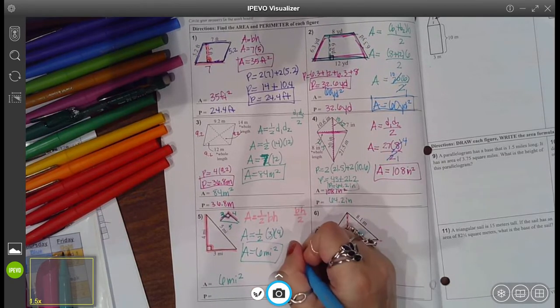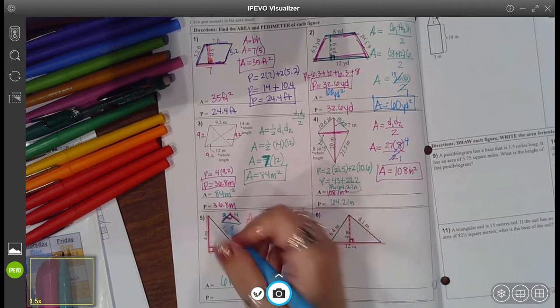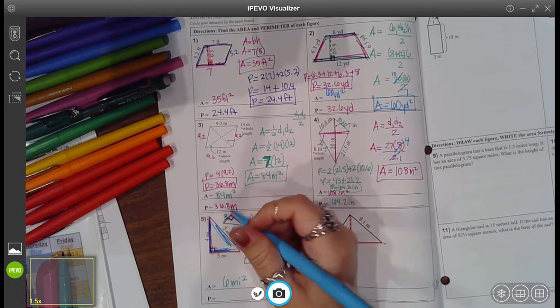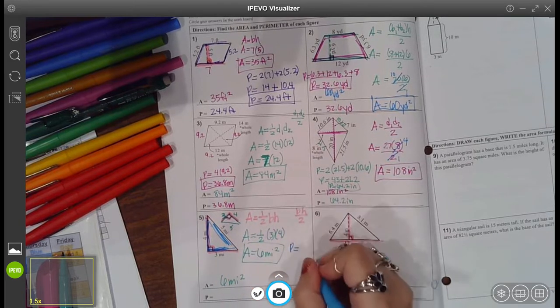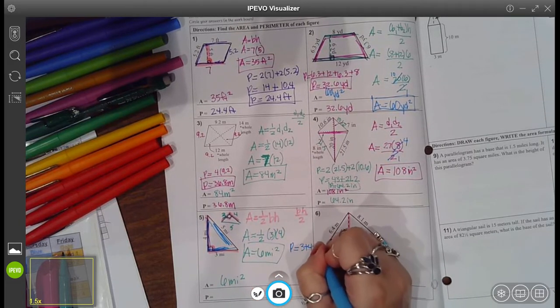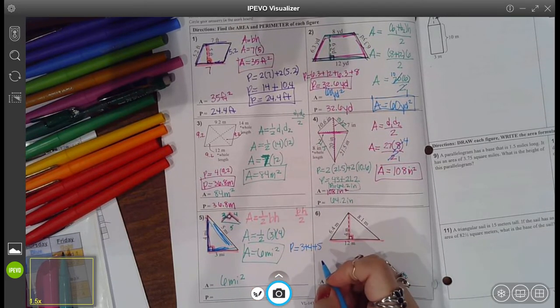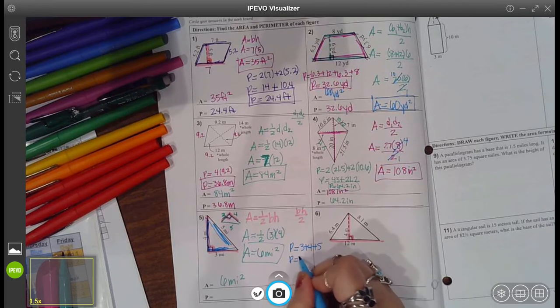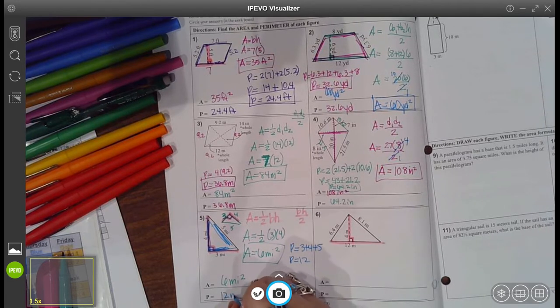Okay, now for my perimeter, you add all along the outside. It's a triangle, so I should add 3 numbers, and there are my 3 numbers along the outside, 3, 4, and 5. So please write down the numbers that you're plugging in. There is no formula for perimeter, but just write down the numbers that you're using. 3 plus 4 is 7. 7 plus 5 is 12. So it's 12 miles.